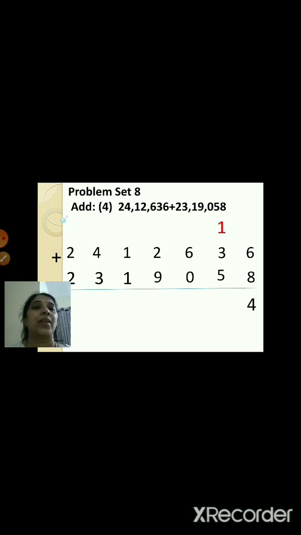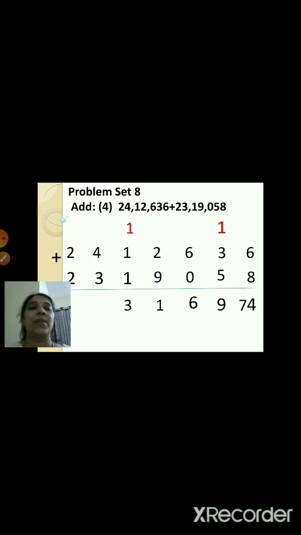Next is 1 plus 3 is 4 and 4 plus 5 is 9. So 9 will come in the tens place. In the hundreds place it is 6 plus 0. So it will remain as 6. In the thousands place 2 plus 9 is 11. So 1 you will write in the thousands place and 1 you will carry over in the 10,000s place. So 1 plus 1 is 2. 2 plus 1 is 3.